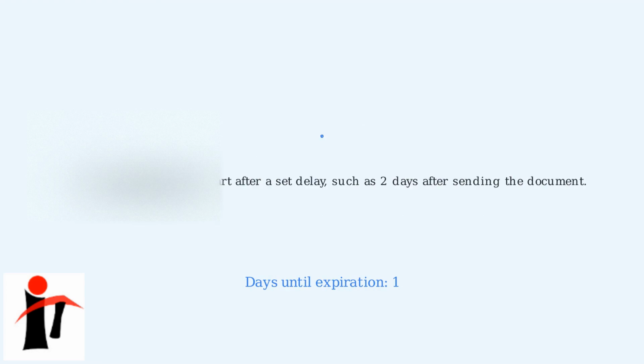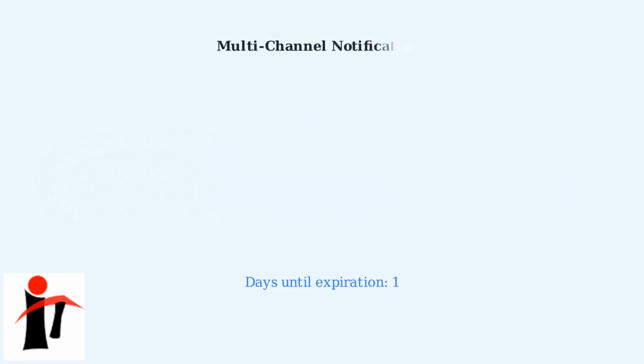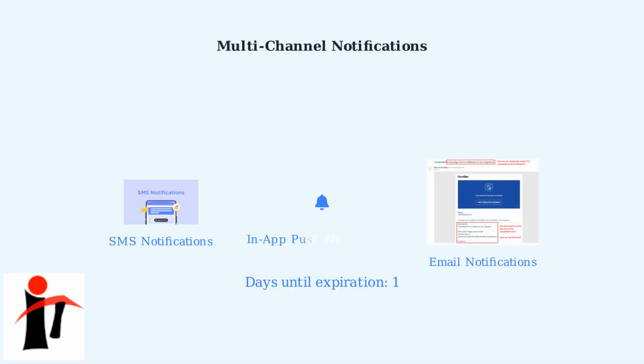Auto reminders usually begin after a delay, for example, 2 days after the document is initially sent. DocuSign now supports multi-channel notifications, including email, SMS, and in-app push notifications to reach signers through their preferred method.